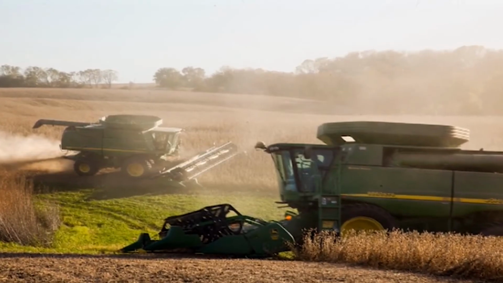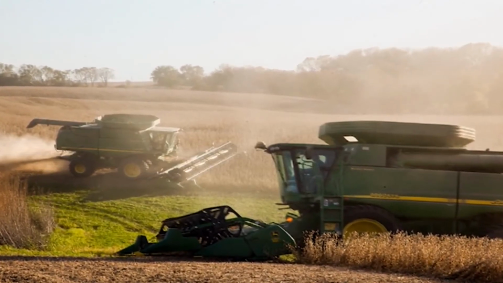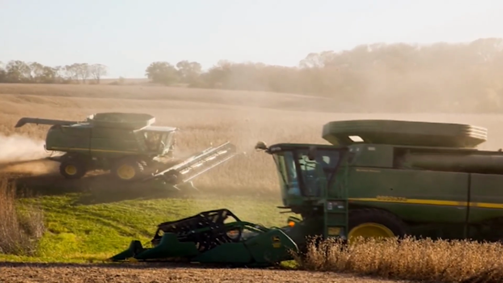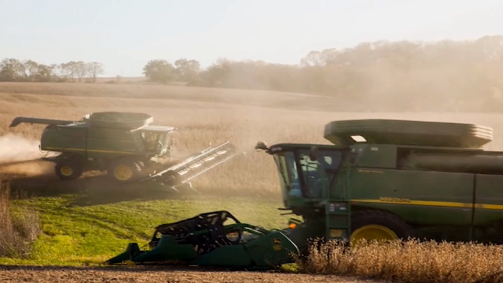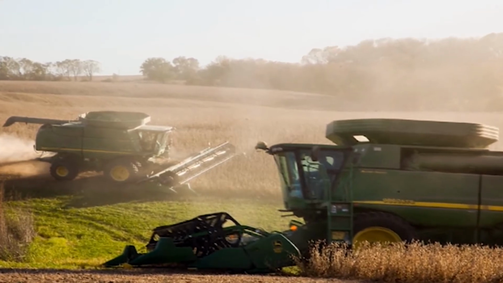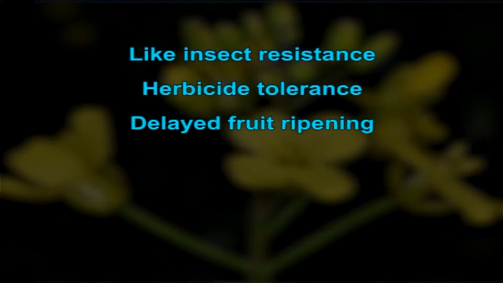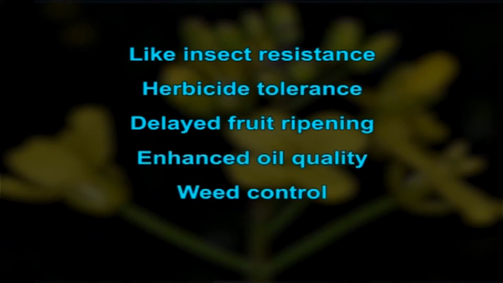Transgenic crops are cultured universally on many million acres of land by millions of farmers. Transgenic plants have many constructive behaviors like insect resistance, herbicide tolerance, delayed fruit ripening, enhanced oil quality, weed control and so on and so forth.